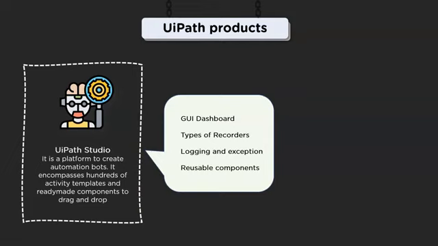Then we have types of recorders. UiPath Studio offers various types of recorders to record actions on multiple platforms. Then we have logging and exception handling. It offers various options for debugging and exception handling such as debug, open logs, slow step, etc. And finally, we have reusable components. The user can create reusable components to publish them together as libraries.